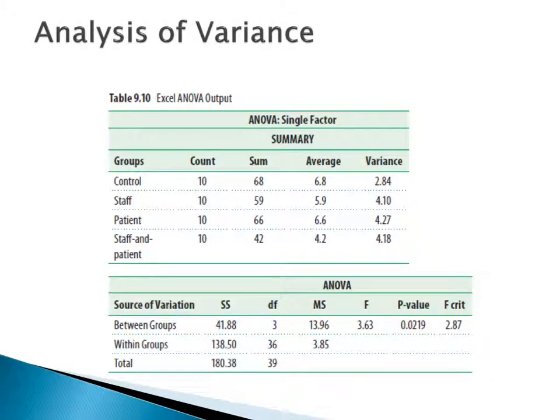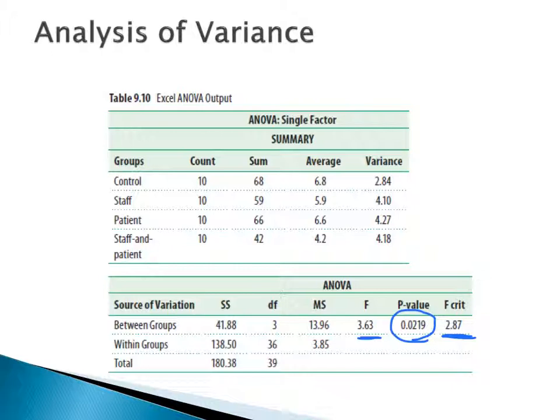Now what's interesting with these results is that, as you can see, the p-value is below 0.05 and the critical value is less than 3.63, which tells you that yes, you're going to have a difference. But because we've got 4 groups in here, we know there's a difference between 2 groups, at least, but we don't really know which groups.